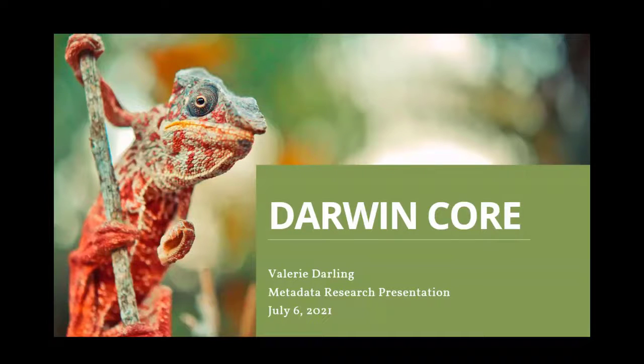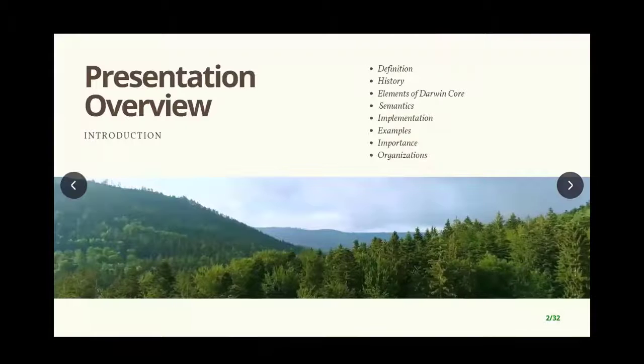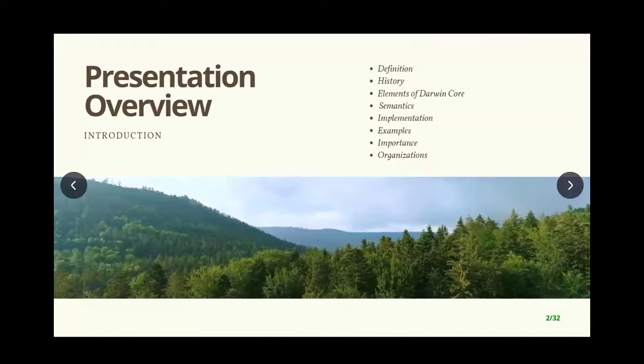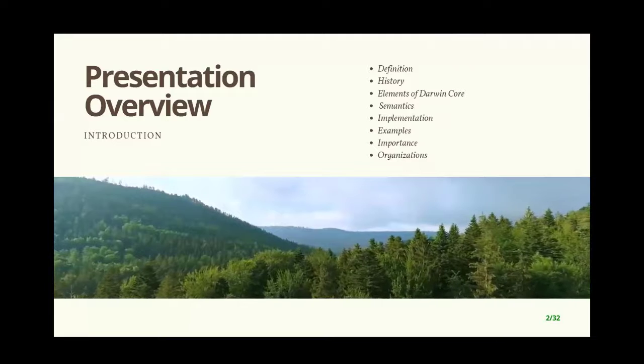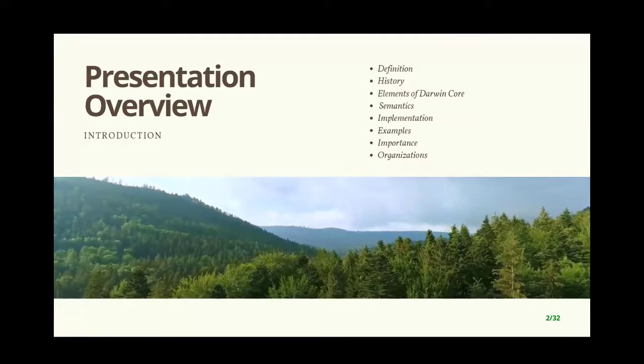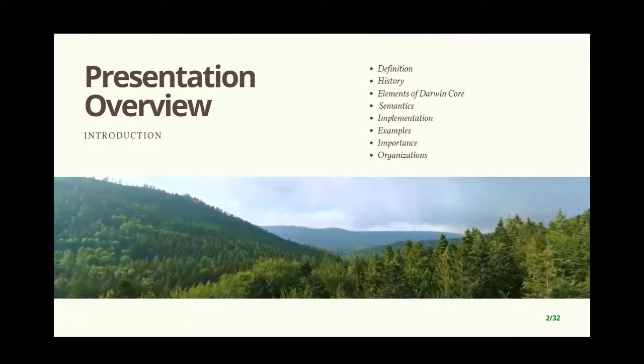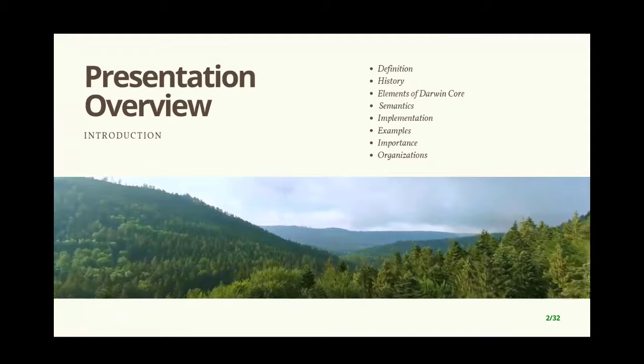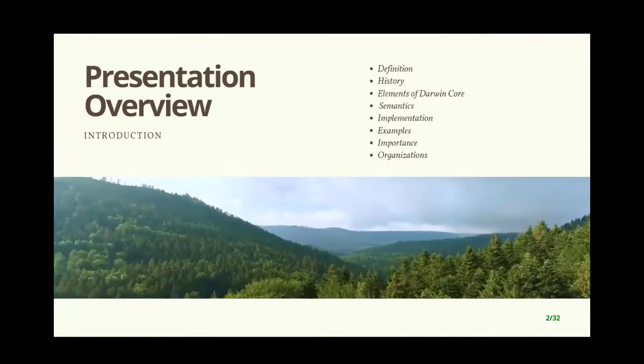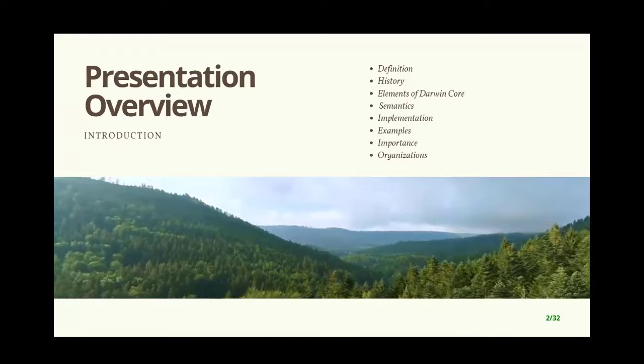In this presentation, I'm going to go over the metadata scheme Darwin Core. And specifically, I'm going to discuss what Darwin Core is, its history, the elements, its semantics, where you can find it for implementation. I'll show you some examples, and then we're going to talk about the importance of Darwin Core. And lastly, I'll show you some organizations who have successfully used it for their data.